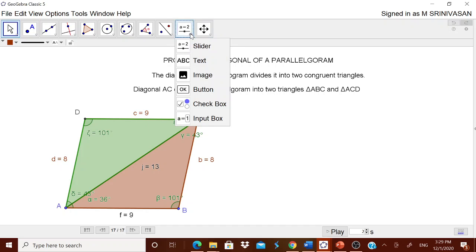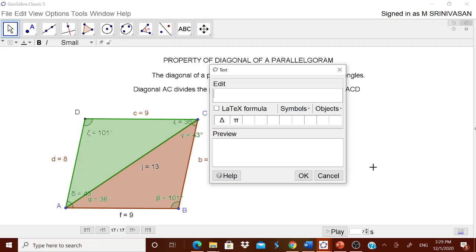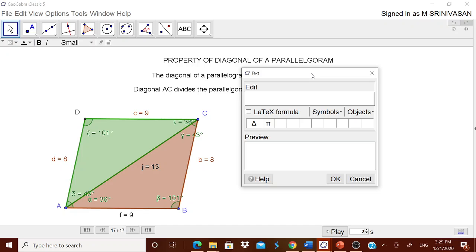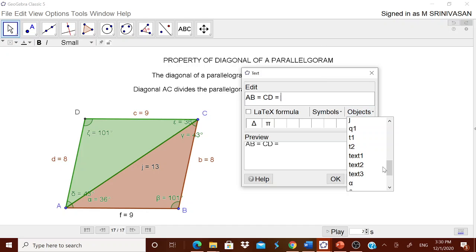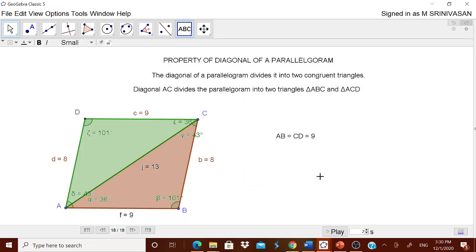Now you can go on proving it one after the other. In the text box you can say that the corresponding sides are equal. Therefore you can go on typing it. Therefore AB is equal to its corresponding side. Where 9 is coming, it is CD, is equal to. Now either you can select C or F, whatever you want. I will go for F. Okay, I got one pair.